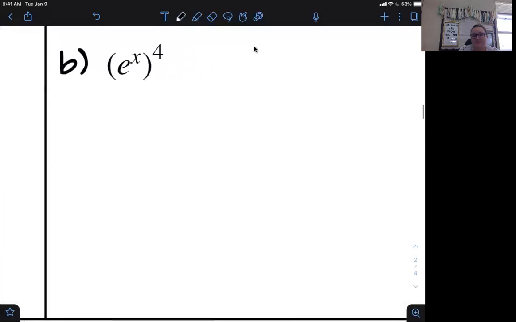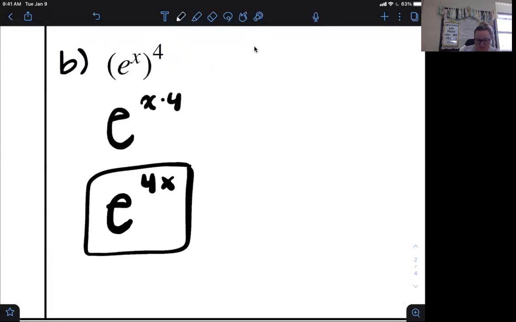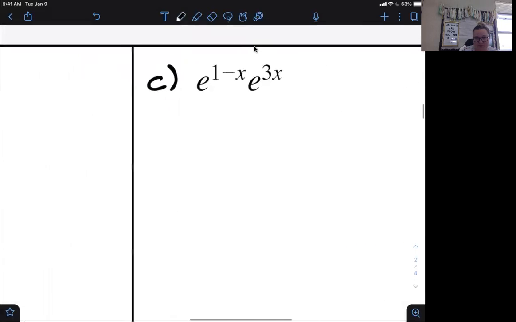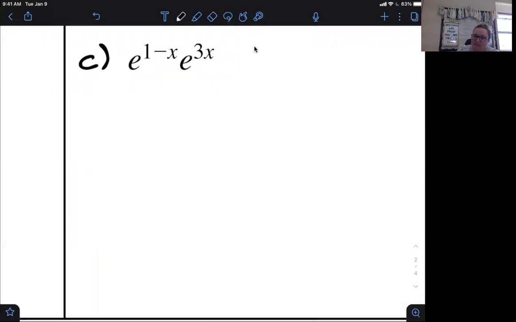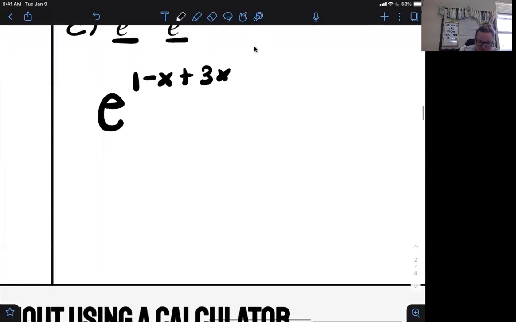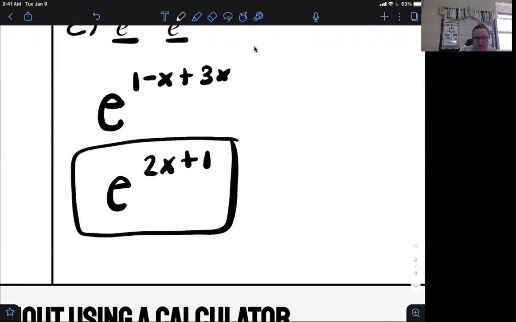For e to the x to the 4th, I'm taking a power to a power, so I multiply my exponents, so I get e to the 4x. Then I have e to the 1 minus x times e to the 3x. When I multiply powers with the same base, I add the exponents. So I'm going to have e to the 1 minus x plus 3x. Negative x plus 3x is 2x, and then plus 1. So e to the 2x plus 1 is my final answer.